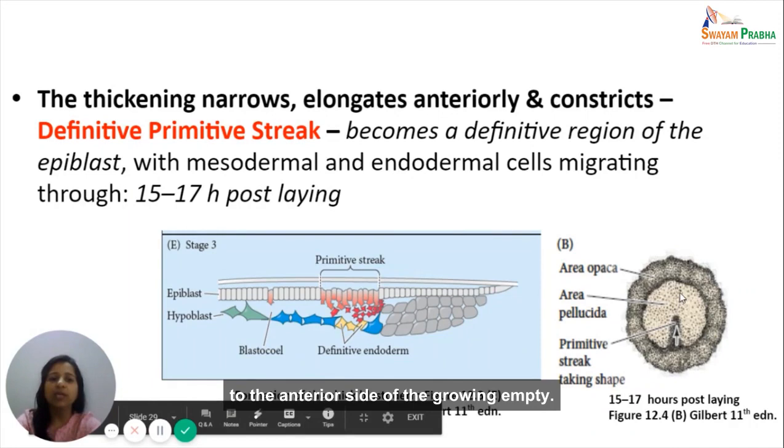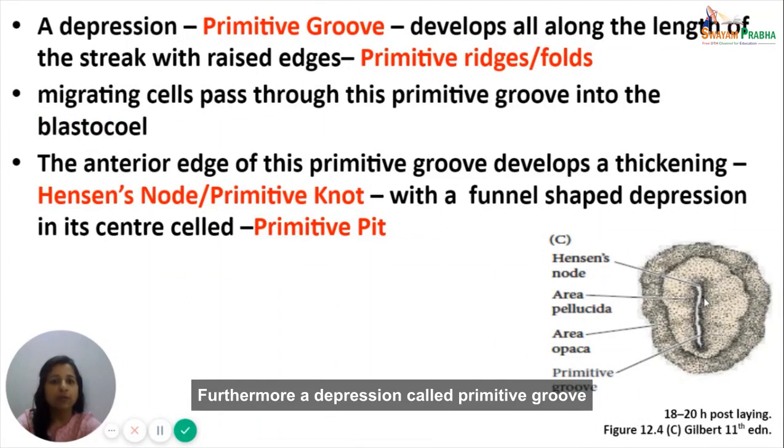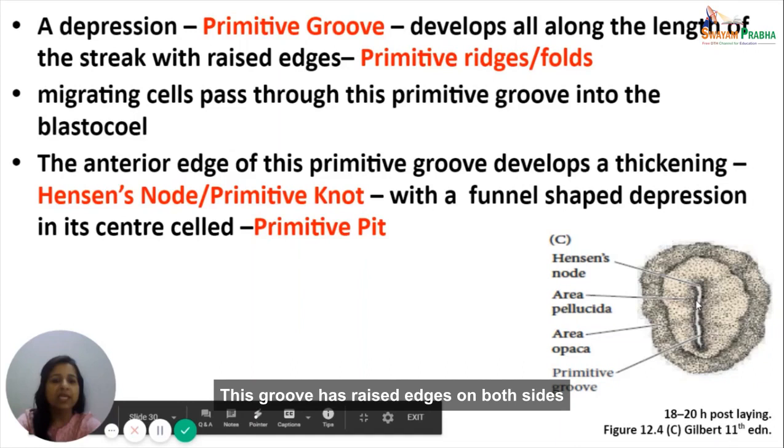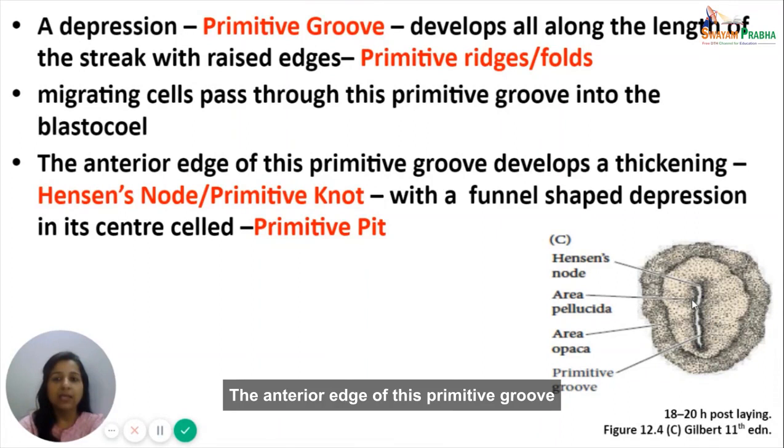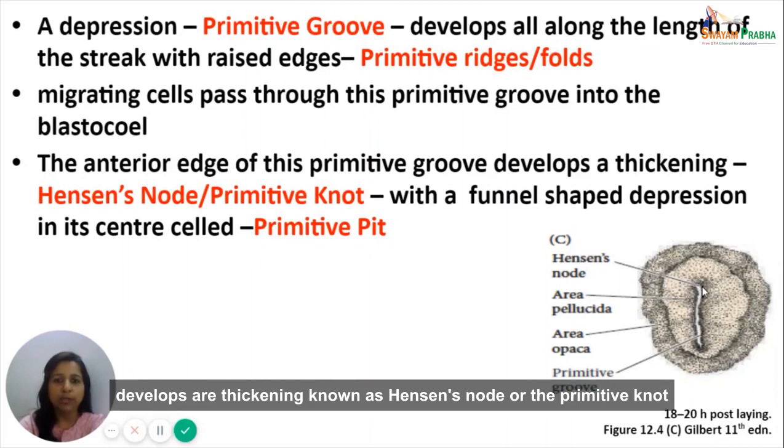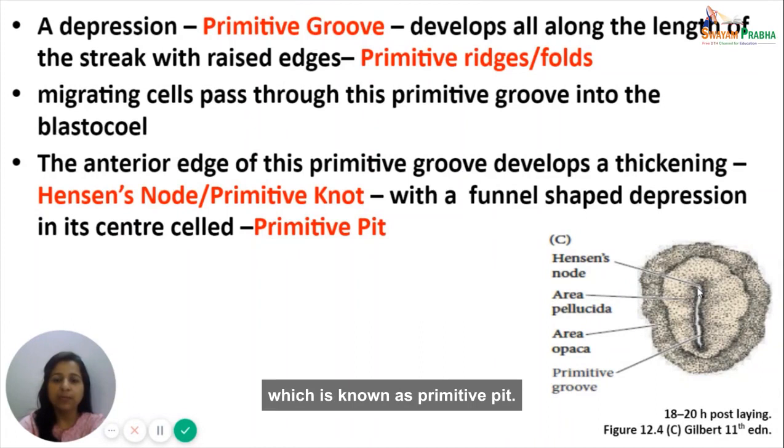Furthermore, a depression called the primitive groove develops all along the length of the streak. This groove has raised edges on both sides, which are known as primitive ridges or primitive folds. All the cells which have to migrate into the blastocoel do so through this primitive groove region. The anterior edge of this primitive groove develops a thickening known as Hensen's node or the primitive knot, with a funnel-shaped depression in its center, which is known as the primitive pit.